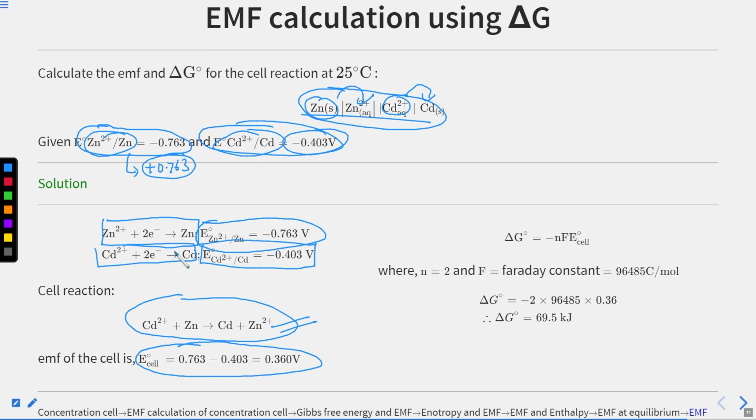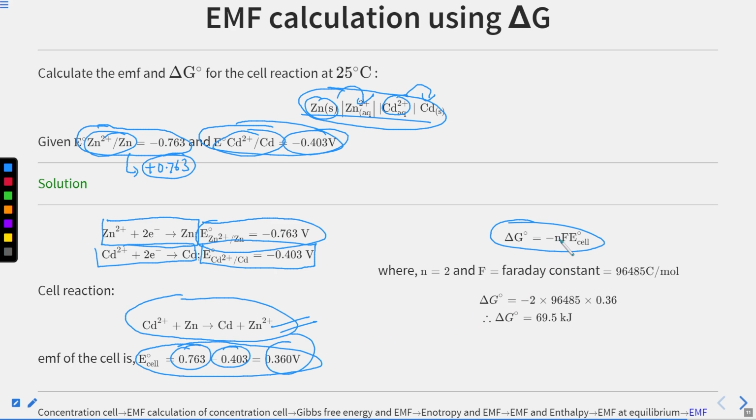Now we will add this and this. So it will be simply 0.763 added with minus 0.403, which is equal to 0.360 volt. So you got your answer, right? Which is 0.360 volts. It is our E naught cell.